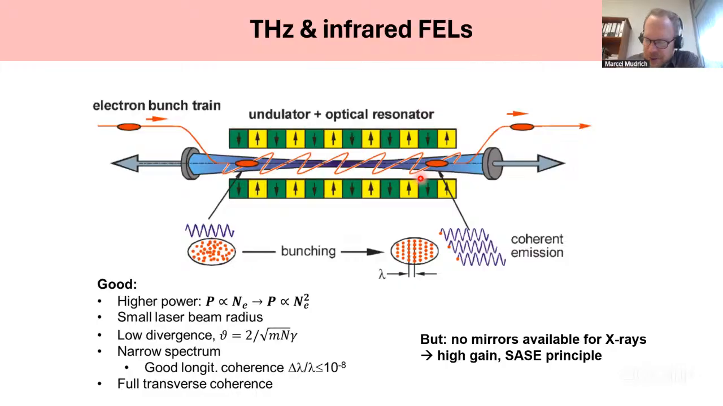Yeah, so that's all nice, but it again works only in spectral regions where we have resonator mirrors to build an optical cavity. And this does not work in the X-ray. So how can we beat this? How can we cope with this issue? And yeah, that essentially we already talked about. This is the SASE principle.